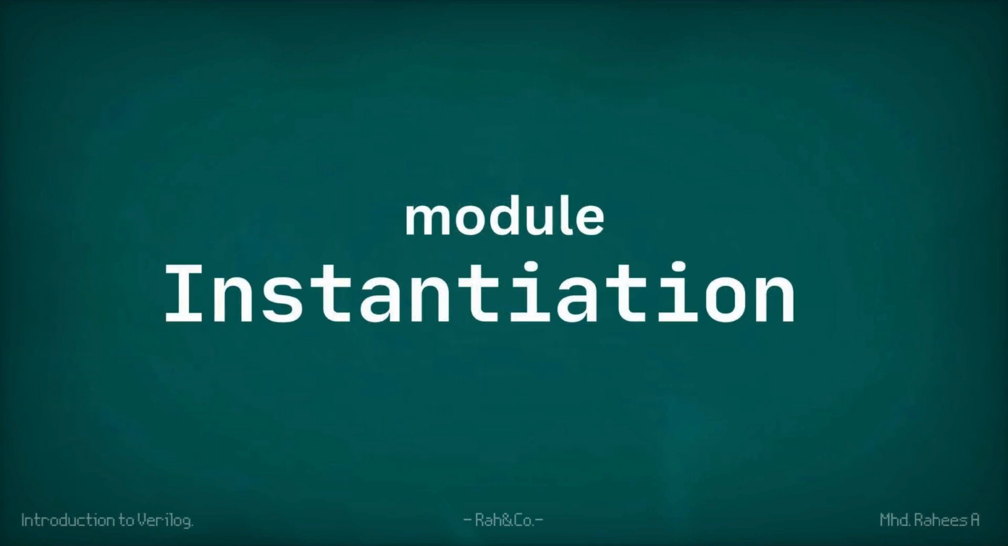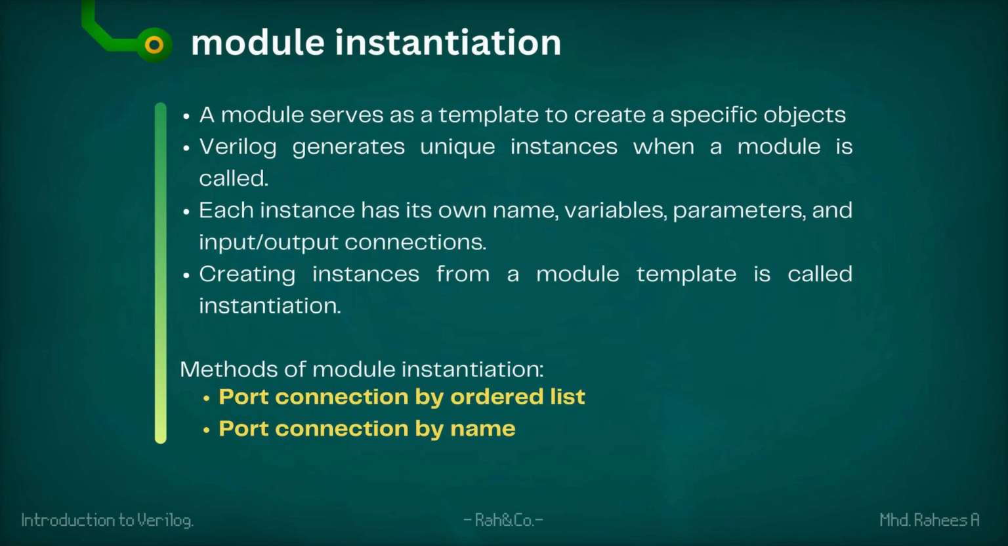Module instantiation. A module serves as a template to create actual objects. When a module is called, Verilog generates a unique instance based on this template. Each object has its own name, variables, parameters, and I/O interface. The process of creating these objects from a module template is known as instantiation, and the resulting objects are referred to as instances. Complex systems can be designed by combining subsystems. So we will design the simple subsystems and then we will call them as a function in the top module.